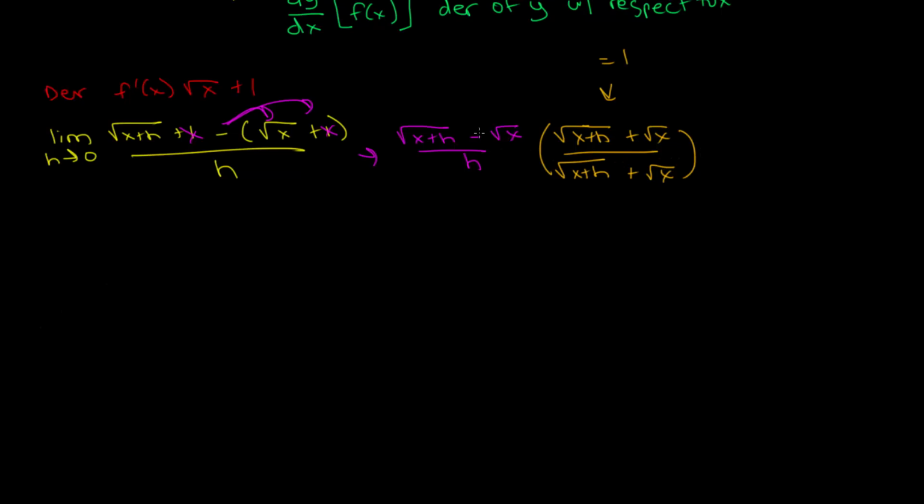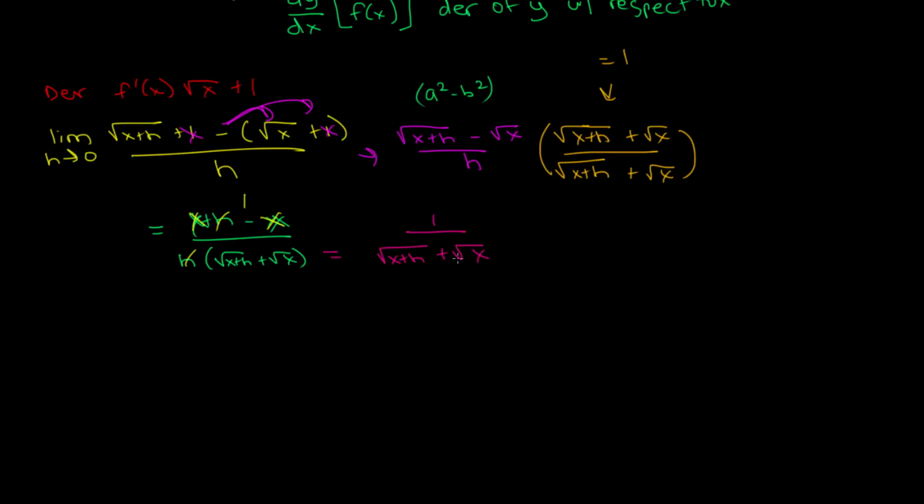So now, if we do this, we get a squared minus b squared. So we essentially just get x plus h, because the squares and the square roots cancel each other out, minus x over h times the quantity root x plus h plus root x. x minus x equals 0, and h over h is equal to 1. So now we just have 1 over root x plus h plus root x.